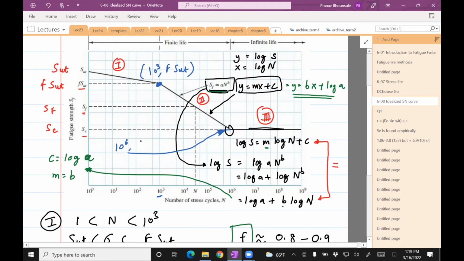And for strength, it's SE. So given a straight line, it has two unknowns, two constants, which we need to find. We have 2 points through which the line passes, so we can find those constants. I'm going to find the constants A and B based on the fact that the line passes through those 2 points.